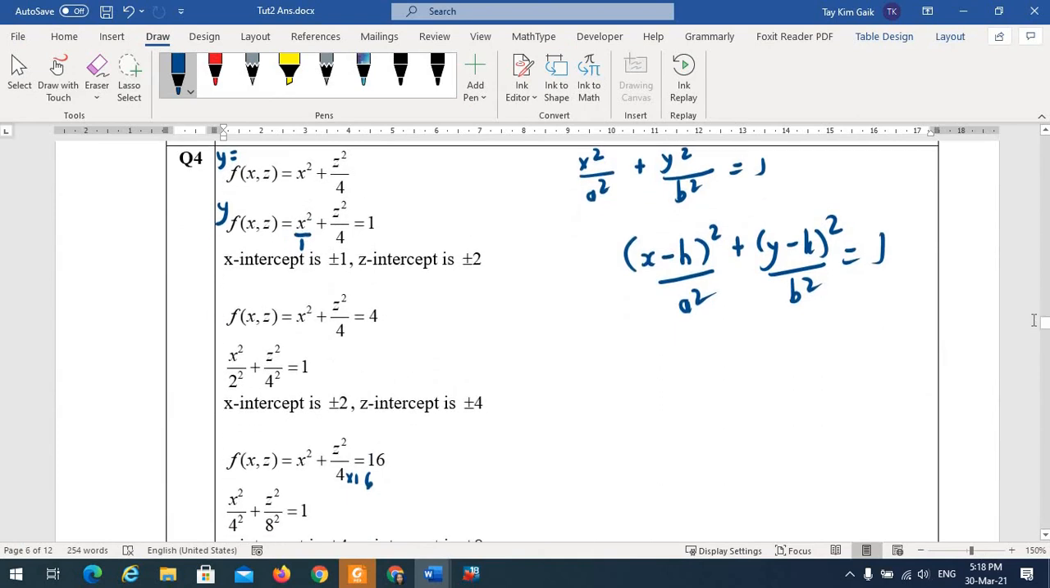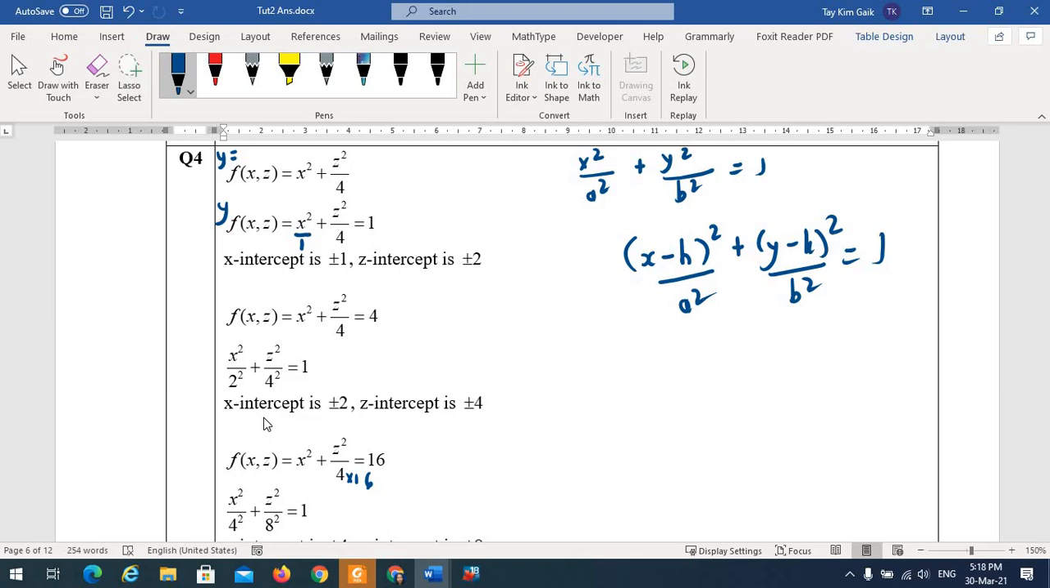Understand it? So is it okay? Question 4. Doctor, yes, can you explain how you get the center of the radius? Center of the ellipse.